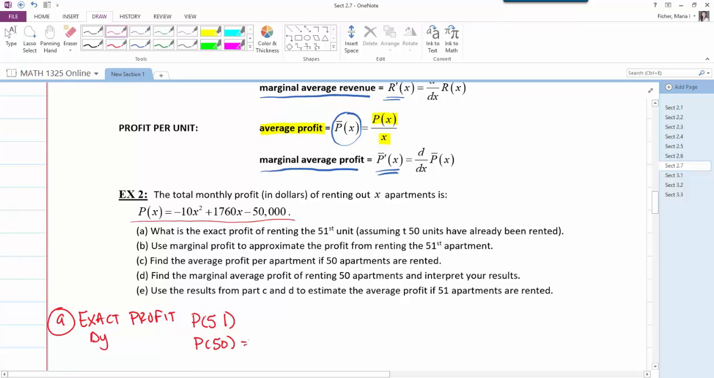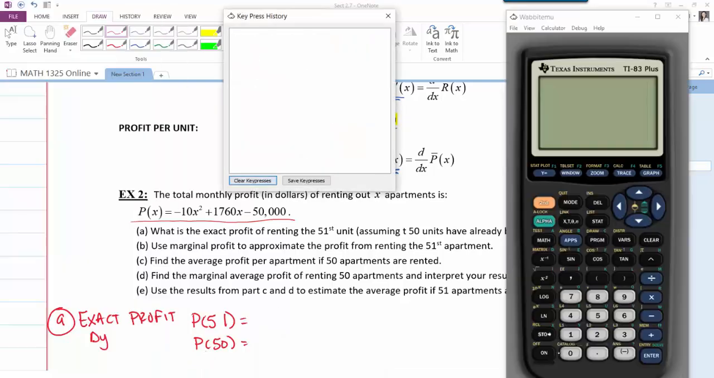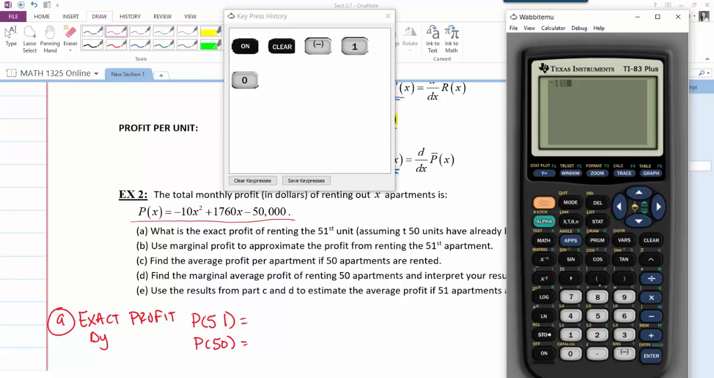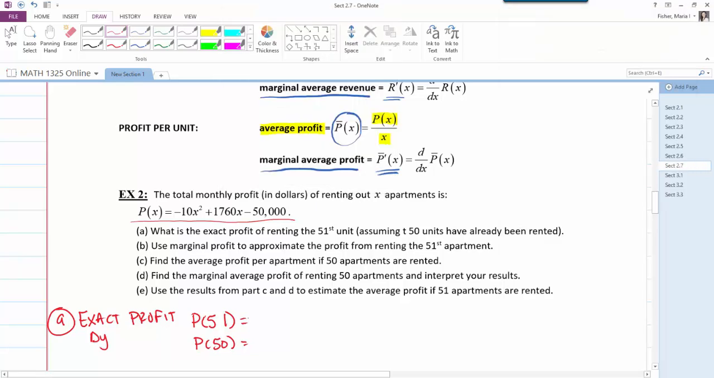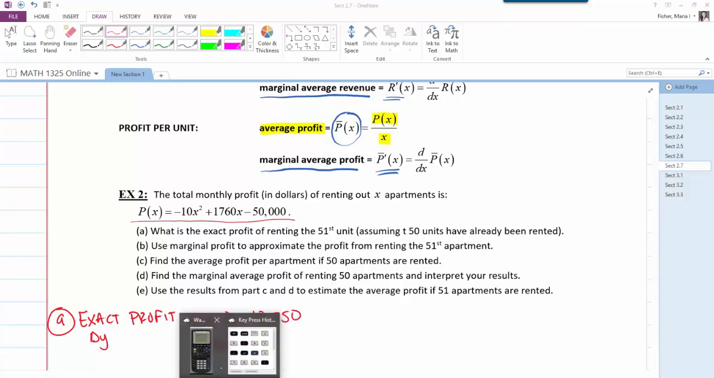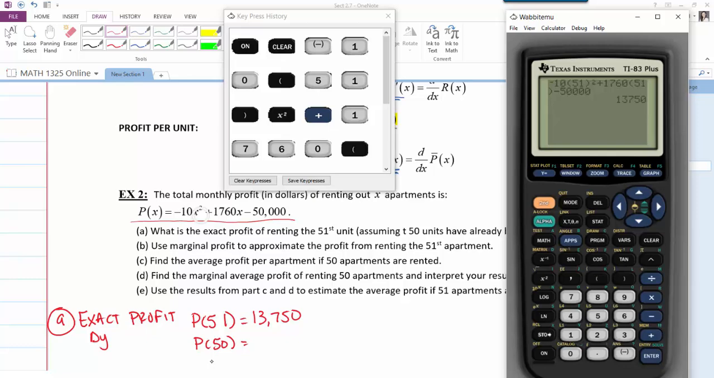And we're just going to do that in a calculator. So P of 51, again, everywhere there's an x, instead of writing x, I'm going to write 51. It would be negative 10 times 51 squared plus 1,760 times 51 minus 50,000. And I get 13,750.